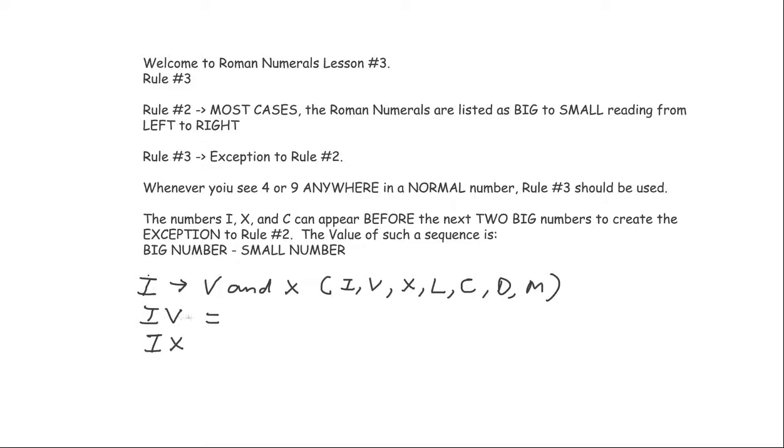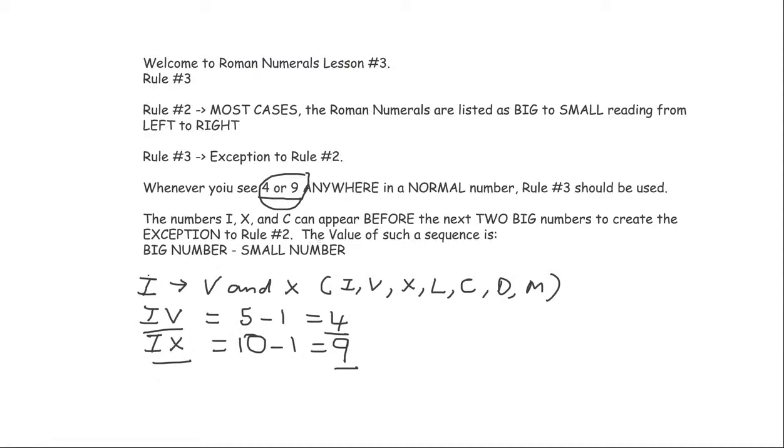Now, what is the value of I and V? Remember, I is appearing before V, which is an exception to rule 2. So in this case, the value of the big number, V, is 5, minus the value of I, which is 1. So IV is equal to 4. Remember, that's why we talked about 4 or 9 here. Similarly, I and X. Now, X is valued at 10, I is 1, and this value is 9. So whenever someone says I and X, the value is 9. Whenever they say I and V, the value is 4. Remember, 4 or 9 anywhere.